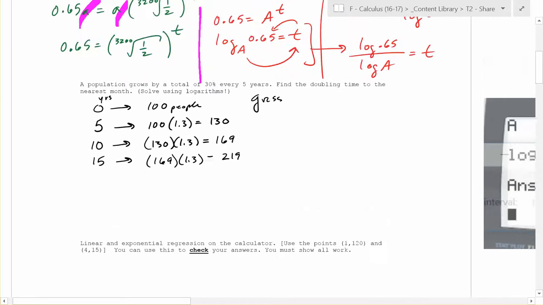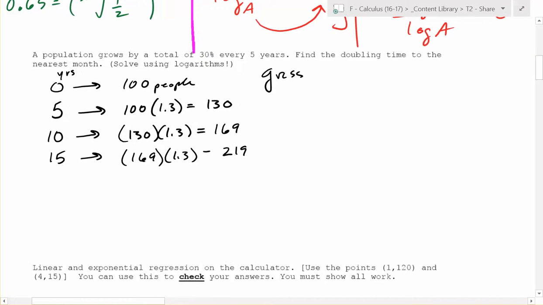Okay. So let's say this one. A population grows by a total of 30% every 5 years. Find the doubling time to the nearest month. So here's a chart of what's going on. A population grows by a total of 30% every 5 years. Find the doubling time. What did I choose there that they didn't give me in the question? What did I start with?